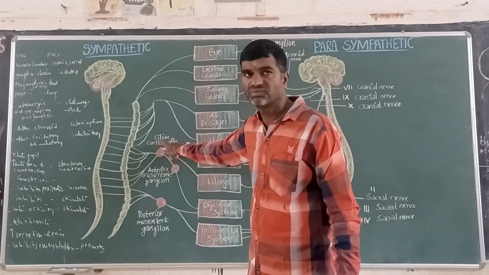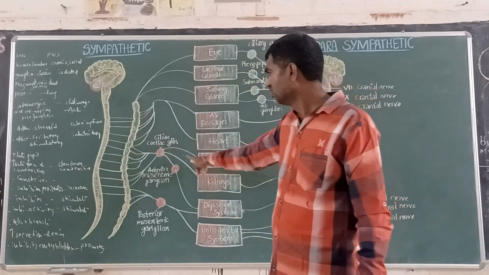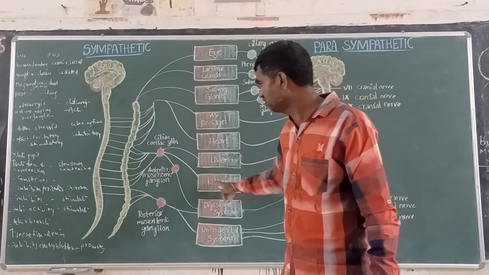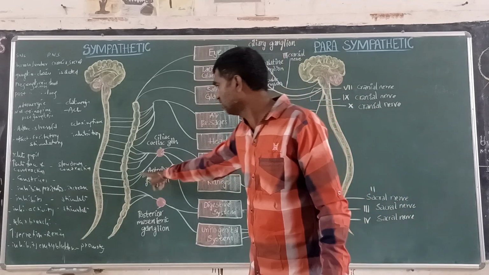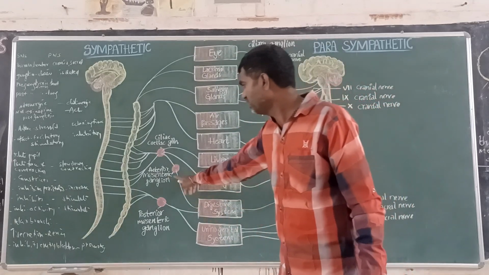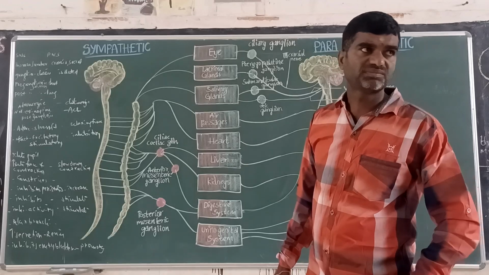So where it is forming or connecting here, that is called a celiac ganglion. The celiac ganglion is now extending into the liver and kidneys. And the next one is the anterior mesenteric ganglia. The anterior mesenteric ganglia are innervated to the digestive system.